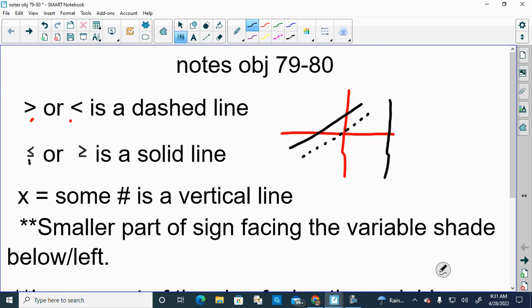Now, the shading part. So it says the smaller part of the sign is facing the variable, and you're going to shade below. So what it's talking about is if you had y equals mx plus b, and the smaller part of the sign, so the less than part, is facing the y, then you're going to shade below, okay? So if this was my line, and the smaller part was facing the y, I would shade below. So that means I would put shading this direction, okay?